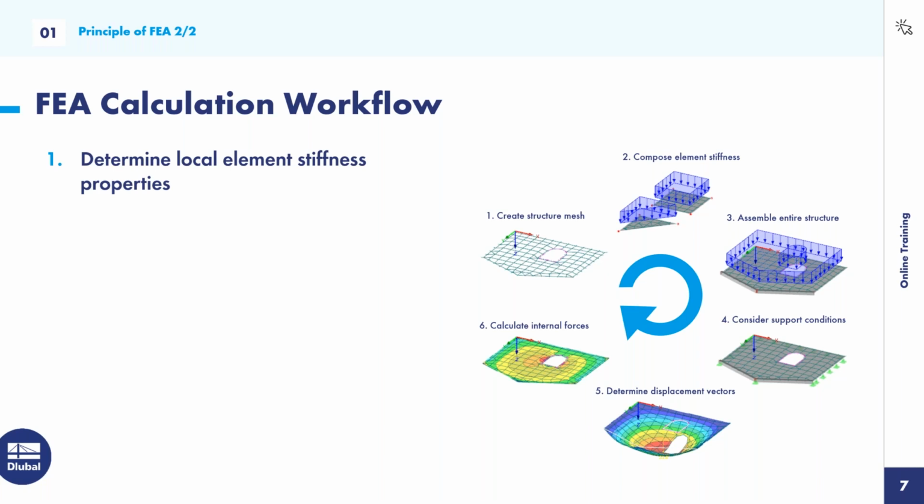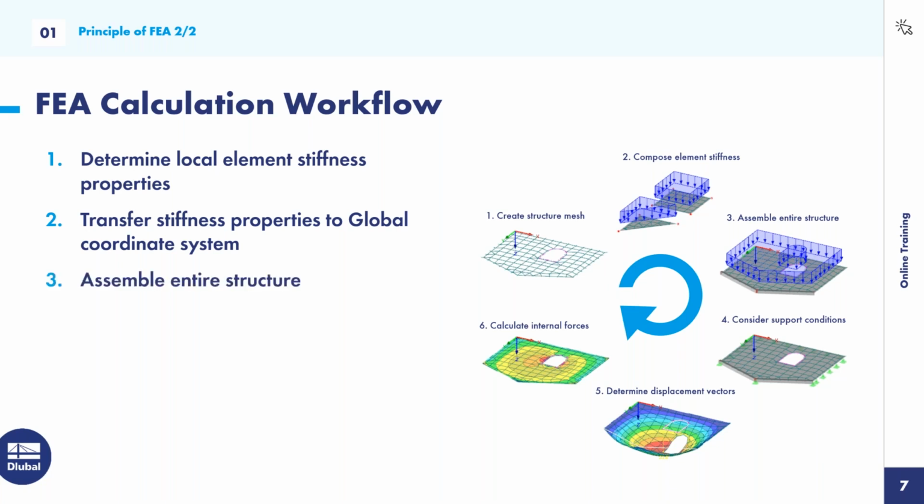The first step that the program goes through is determining the local element stiffness properties. Second, the program changes stiffness properties at each node and converts this into the global coordinate system. Then the composition of the entire structure takes place. Boundary conditions or supports are then defined, and these can consist of sliding supports, rigid supports, and hinge supports, as you may be aware of, for example.